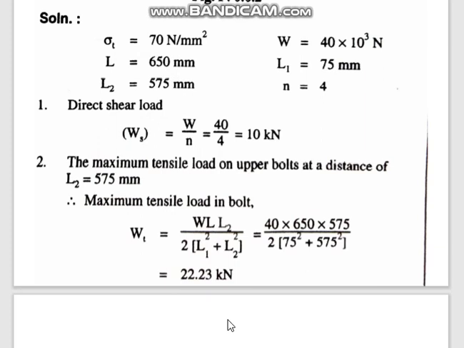Now you substitute all these values. You know this 40 into 10 cube. L is 650, that eccentricity. And L2 is the distance where the maximum tensile load is coming from the tilting edge, upon 2 into, L1 square is 75 square plus L2 square is 500 square. So you will get this much tensile load.